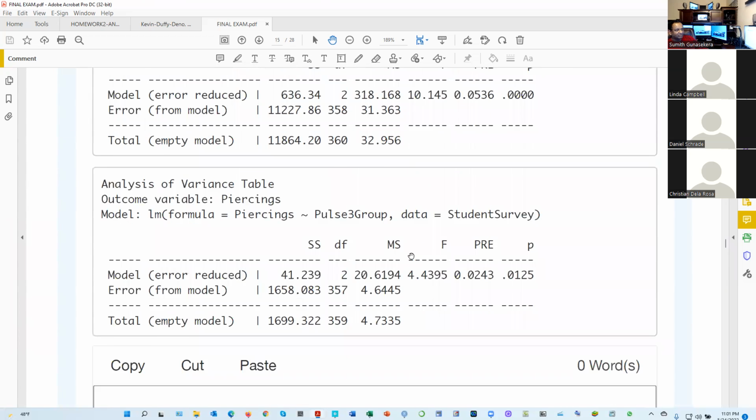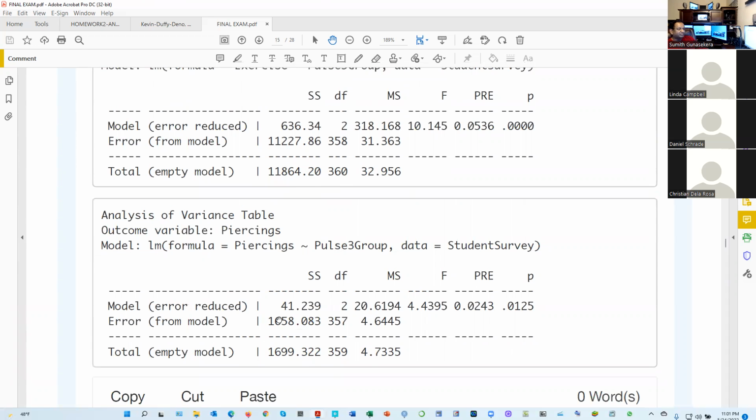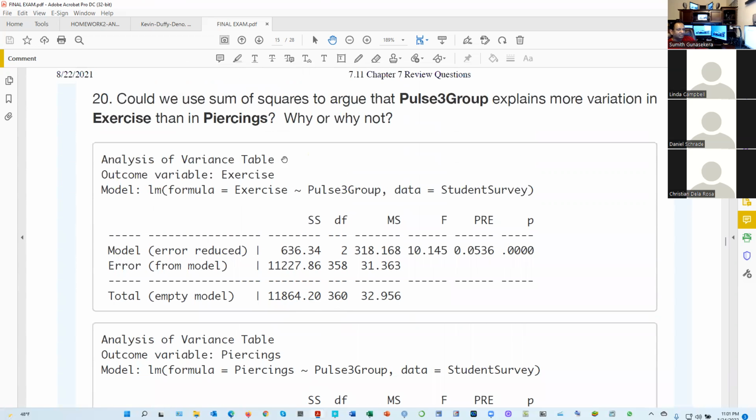And you have to do that one very carefully. See, here they explain this much. Here they explain this much. You get different numbers, but can you do that? Which one? Some more variation is explained by that one.